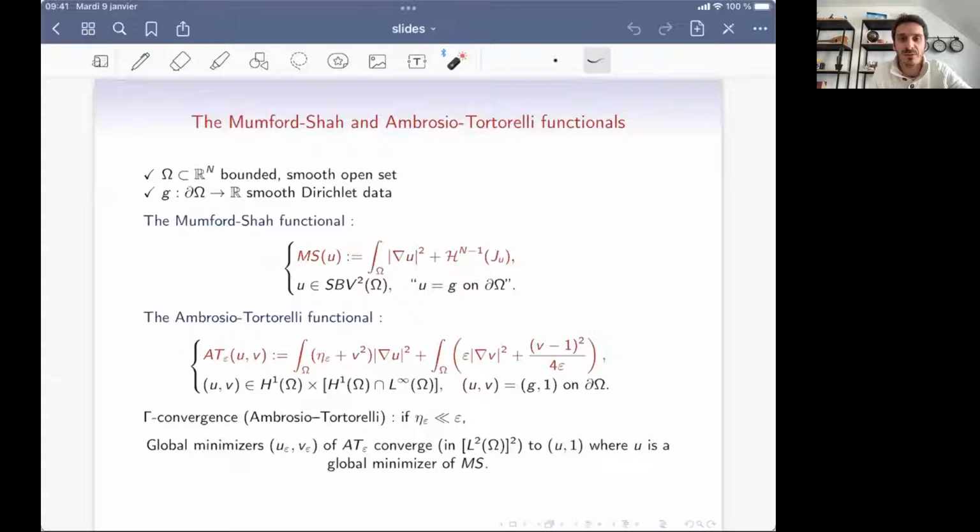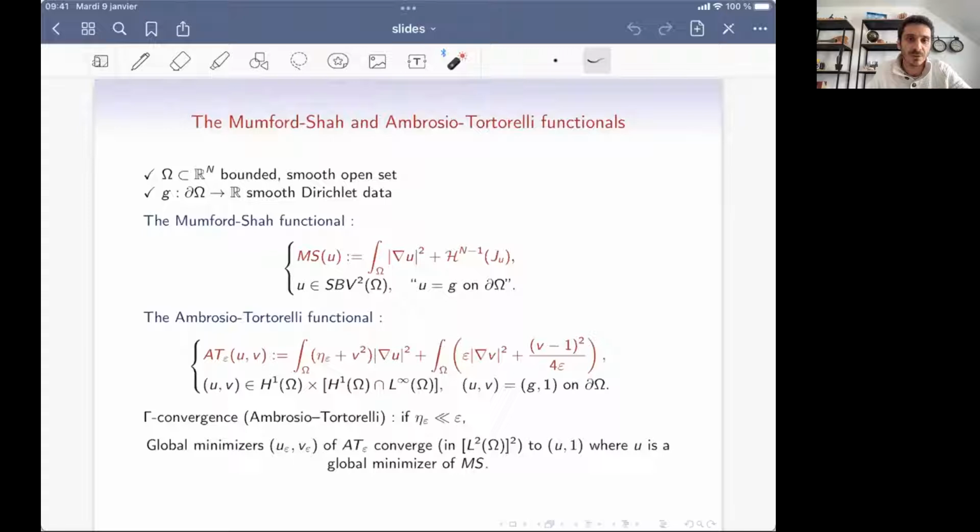these two energy terms. And actually, in the limit, when epsilon is very small, V should be very close to one everywhere, except on a very small part of the domain where the gradient is allowed to be very large. And this small part of the domain will be some type of epsilon neighborhood of the jump set.